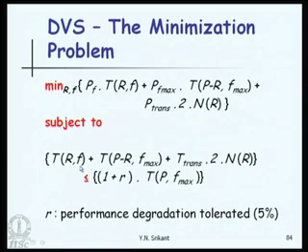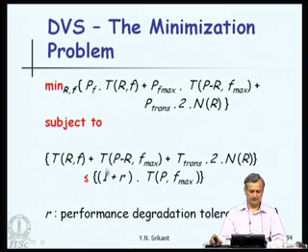T(r, f) is the time required to execute region R at frequency f. T(p − r, f max) is the time required to execute the rest of the program, p minus r, at the frequency f max. Then we have the switching time, T trans into 2 into n r, the time required for switches. This entire thing is the time for the program with a lower voltage and frequency selected for a region. This time should be less than or equal to (1 plus r) into T of (p, f max).